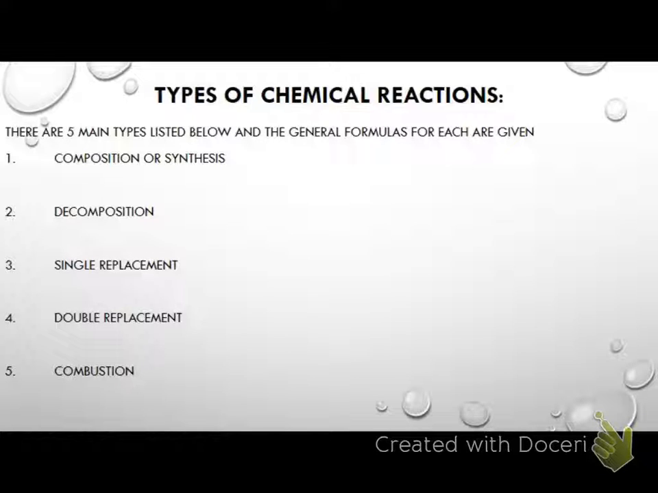All right, so we're going to talk about the types of chemical reactions first. This is going to be an overview, a general way to recognize the equations. We're going to talk more specifically about each one, of course. The first type, there's 5 main types.